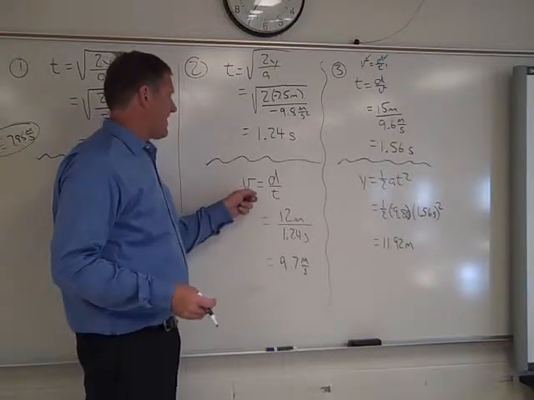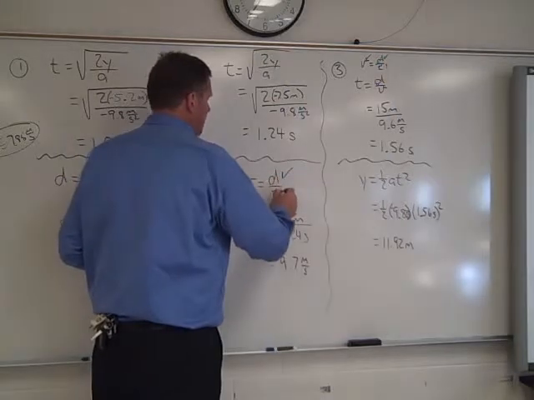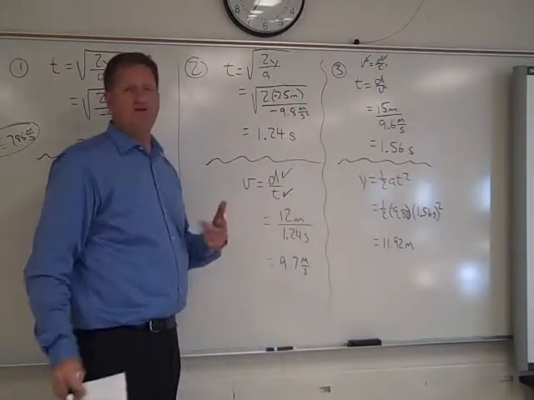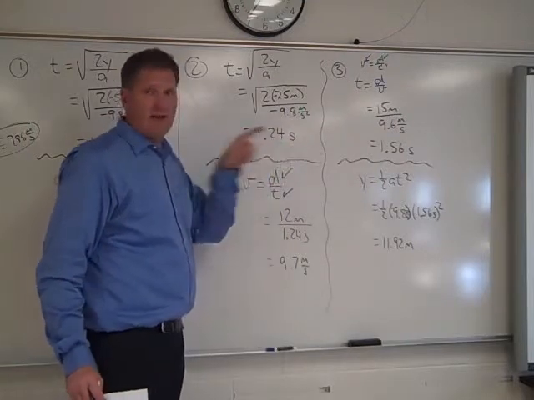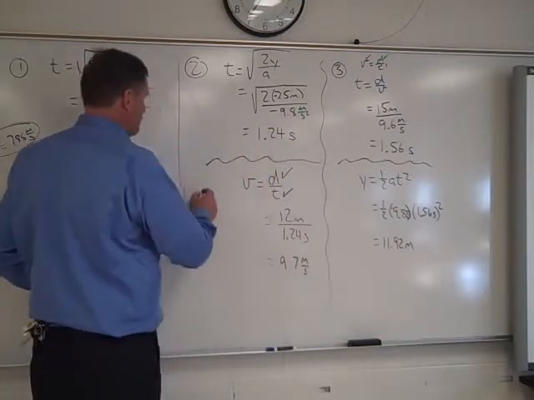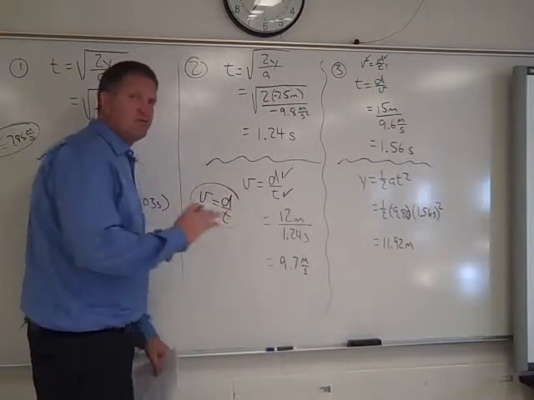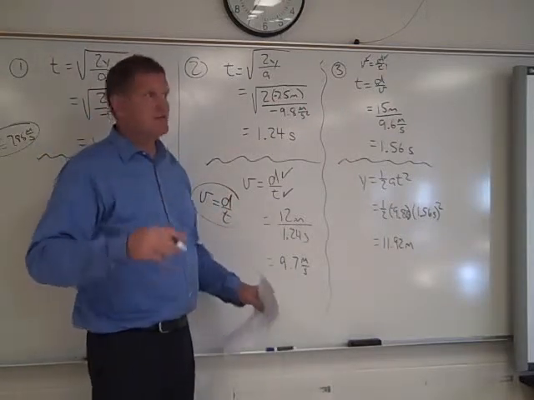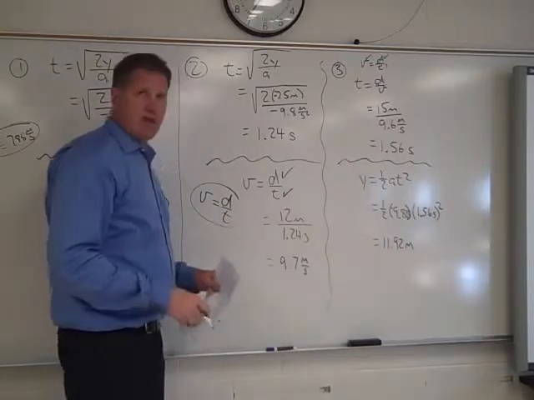In this case, velocity is equal to distance over time. We have distance, we have time. How did I know how to use that formula? Well, I'm trying to find out something in the x direction. The only formula in the x direction is velocity equals distance over time. You can't use anything with acceleration because there is no acceleration in that direction. The acceleration is only downward.